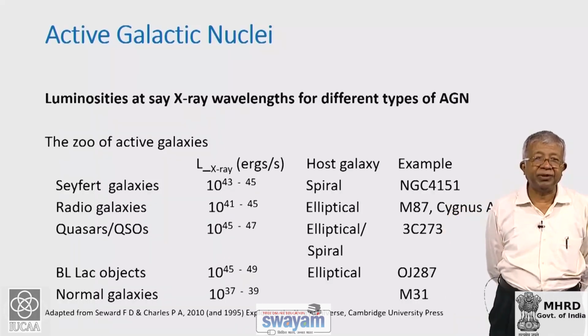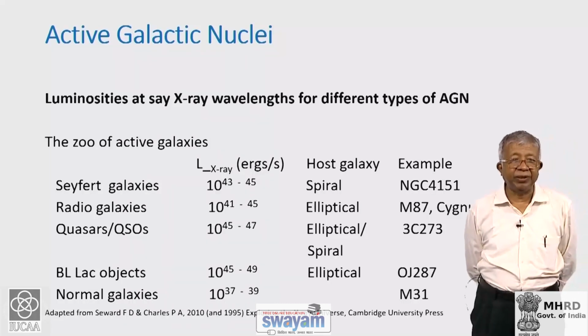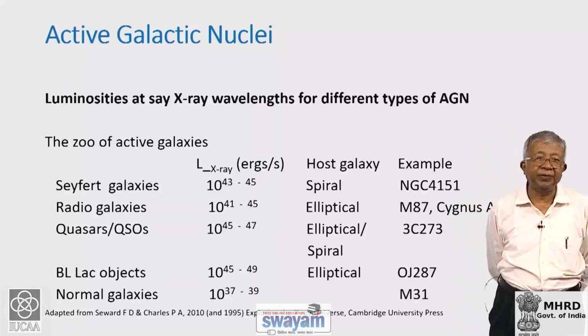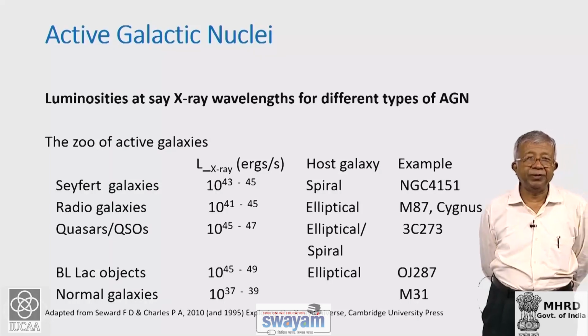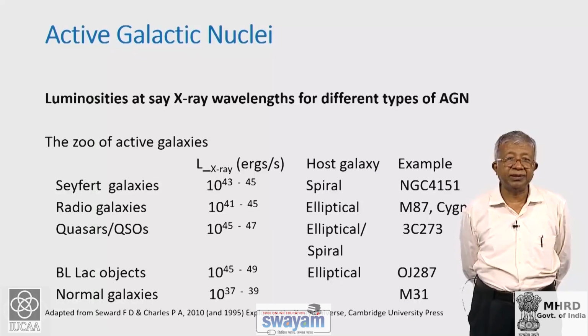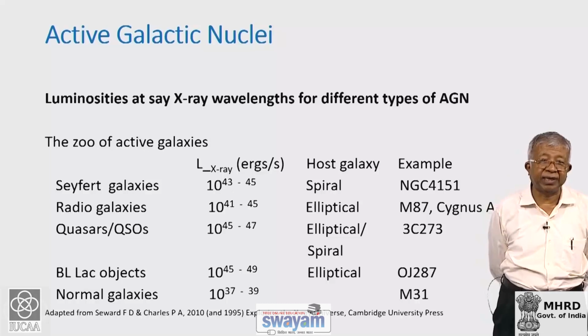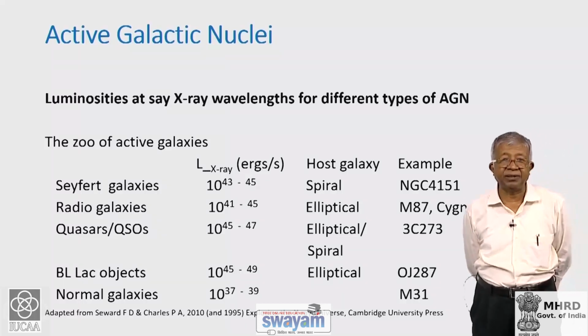Here I've just listed some of the well-known classes of active galaxies: Seyfert galaxies, radio galaxies, quasars and quasi-stellar objects, which I'll mention a little while later the difference between the two, BL Lac objects, and I've also listed normal galaxies over there. And you can see over there that the luminosities of the quasars can be very high, ranging up to 10 to the power of 46 to 47 ergs per second. BL Lac objects could be even a little higher, and Seyfert galaxies, radio galaxies a little lower, and these are all much more luminous, as you can see, compared to normal galaxies.